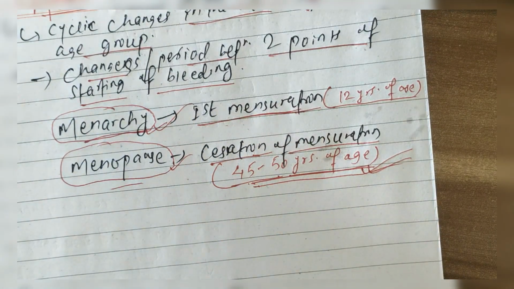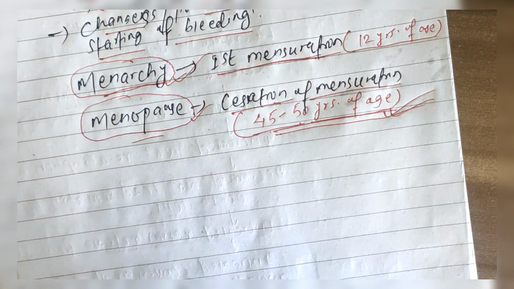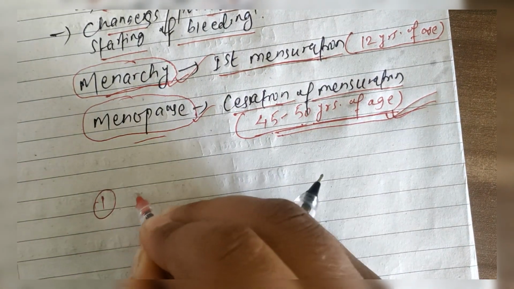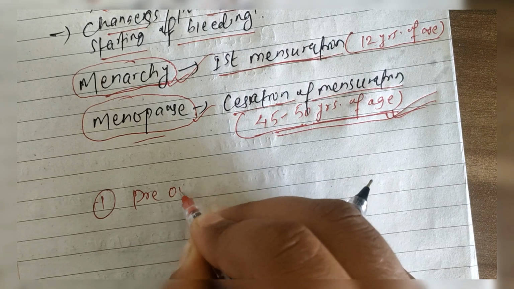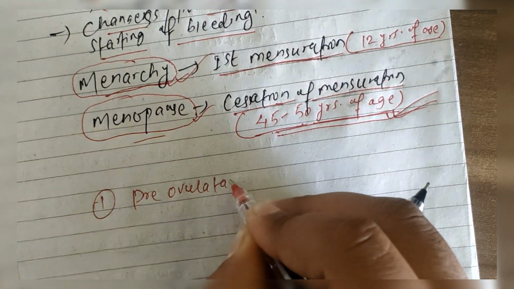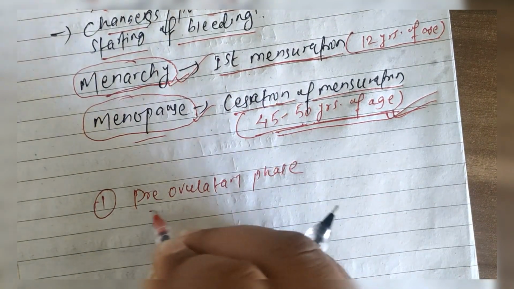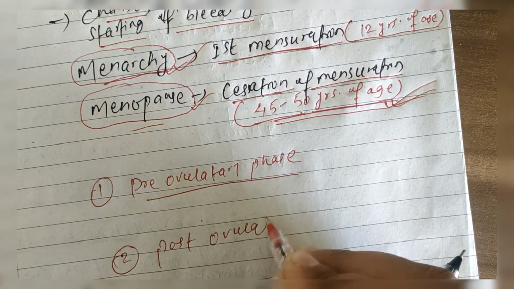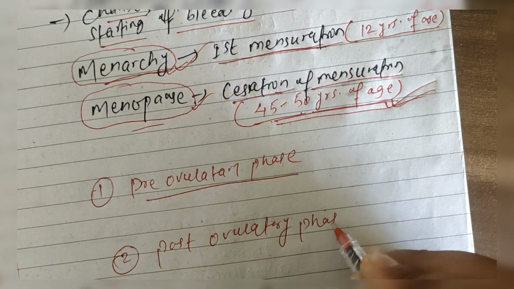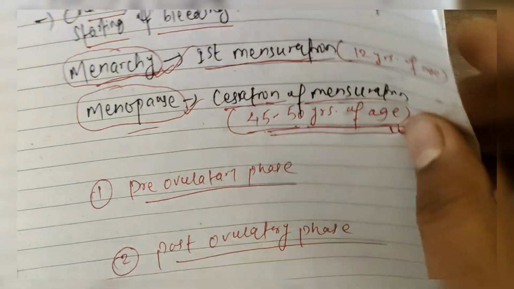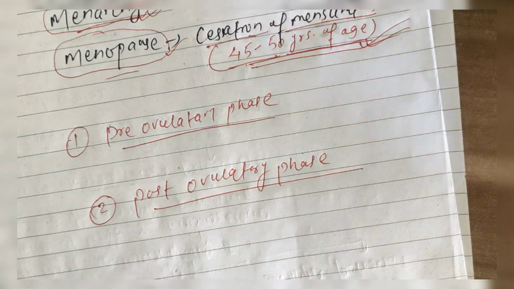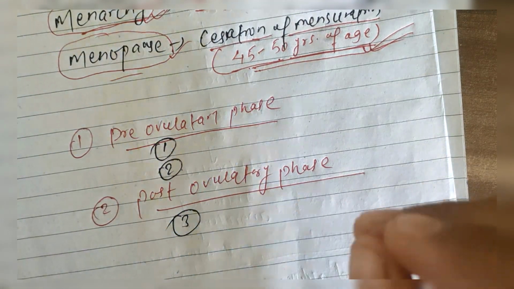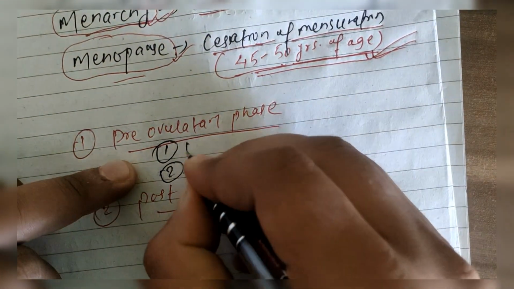Now let's discuss about the phases of menstruation cycle. There are two phases of menstruation cycles. This we can divide into the two phases. First is pre-ovulatory phase, and second is post-ovulatory phase. Now the pre-ovulatory phase. This phase is again divided into two phases. First is bleeding phase.